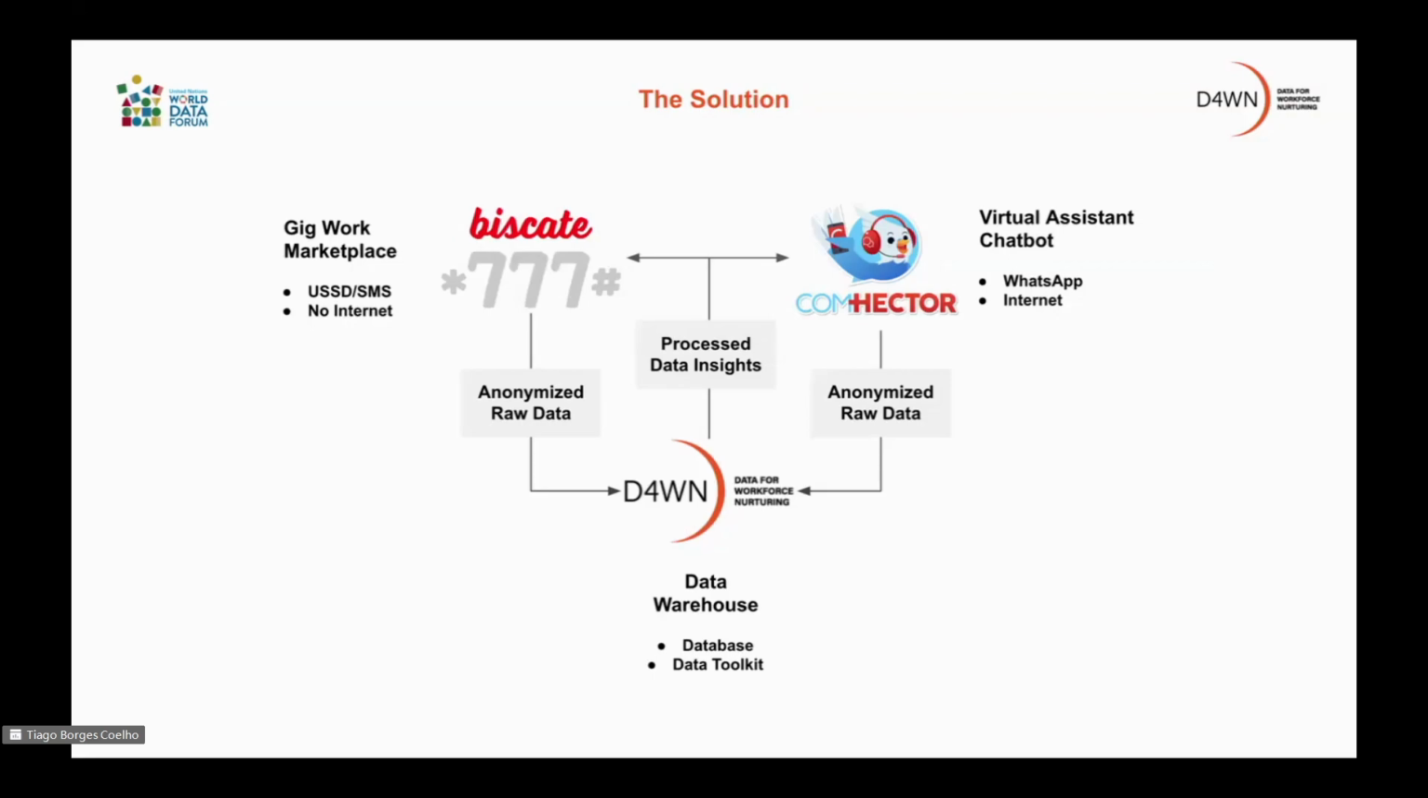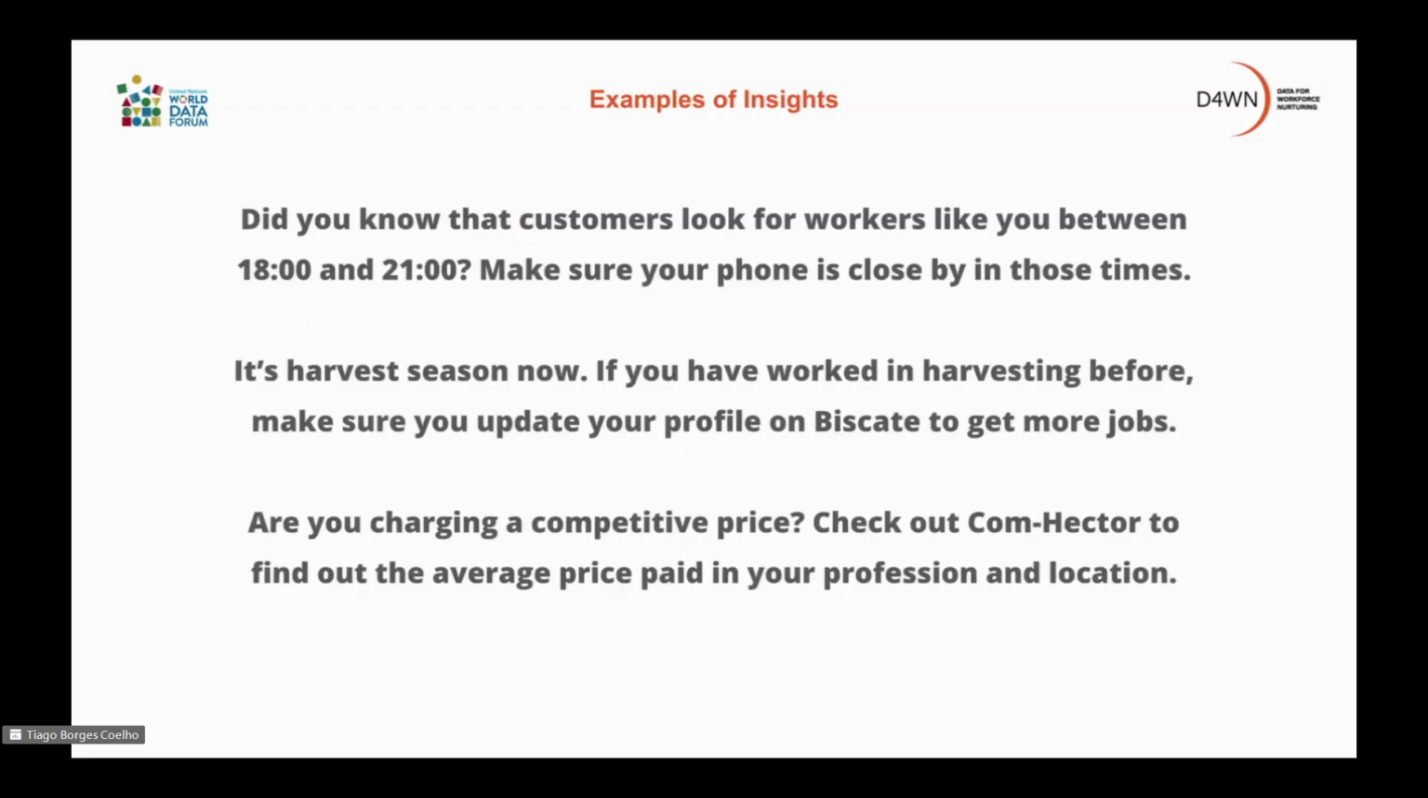So basically, Dawn is a database and a data toolkit that takes this information from both platforms and then processes it to generate data insights. So information that might be useful for these workers is then pushed back to the workers through both platforms, Bishkat and Connector. And what is the information that we can push by analyzing the raw data from the platforms? Here are some examples. Rodri, can you take us through them?